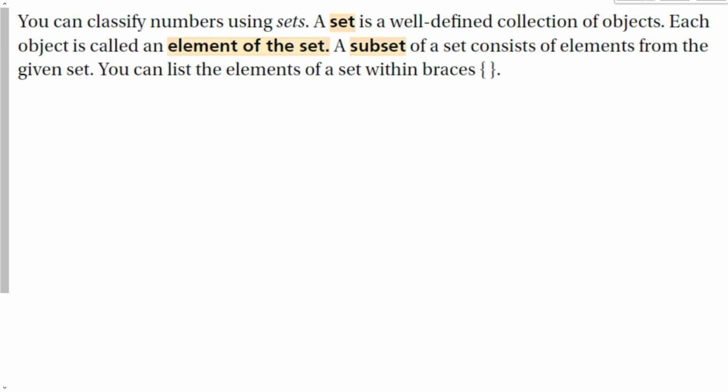Each object of a set is called an element of that set. Okay? And a subset consists of elements from the particular given set. So we can break whole sets down into subsets. And we can list the elements of a set within the symbols right there, braces.